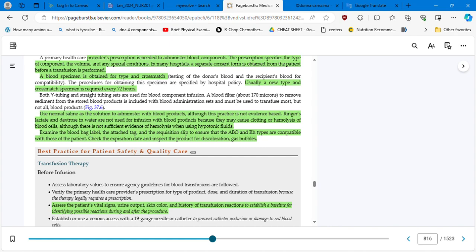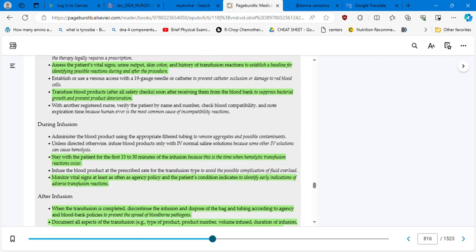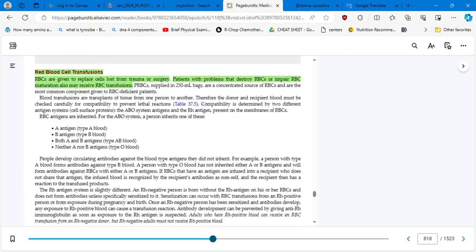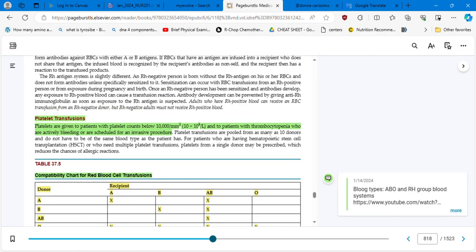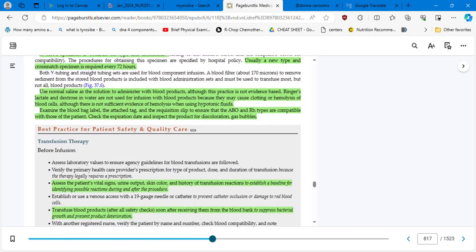Examine the blood bag label, the attached tag, and the requisition slip to ensure that the ABO and Rh types are compatible with those of the patient. Check the expiration date and inspect the product for discoloration, gas bubbles, etc. I have included in your supplemental, and also here, a video about blood types, ABO and Rh group blood systems. We're going to get deep into that in a few minutes.